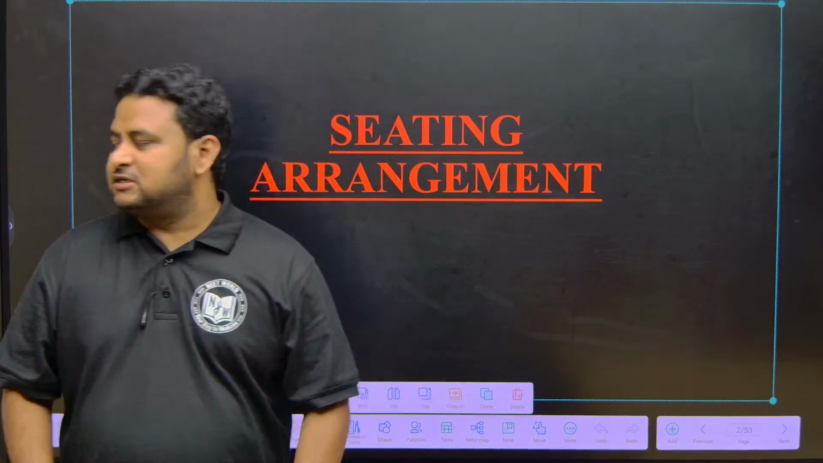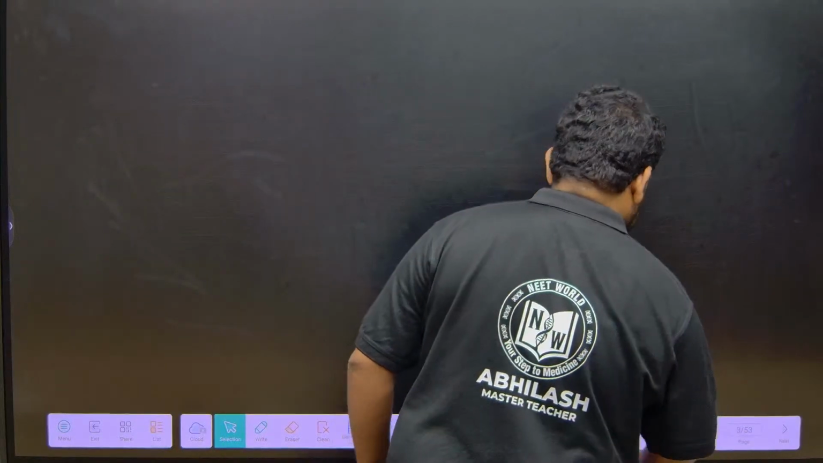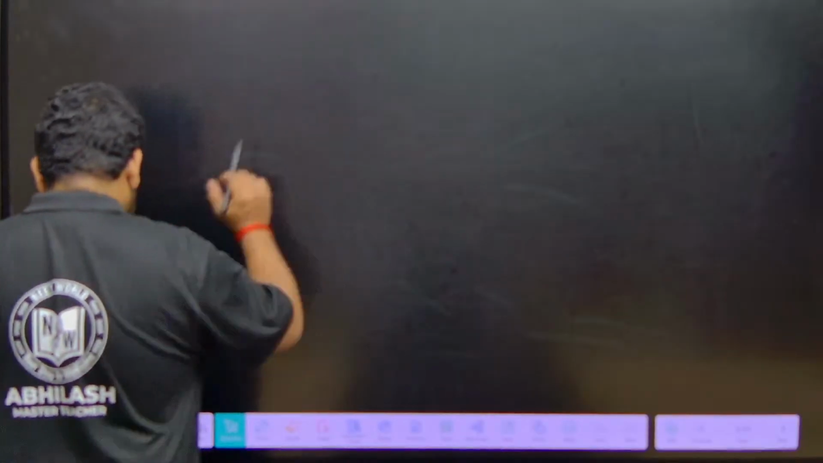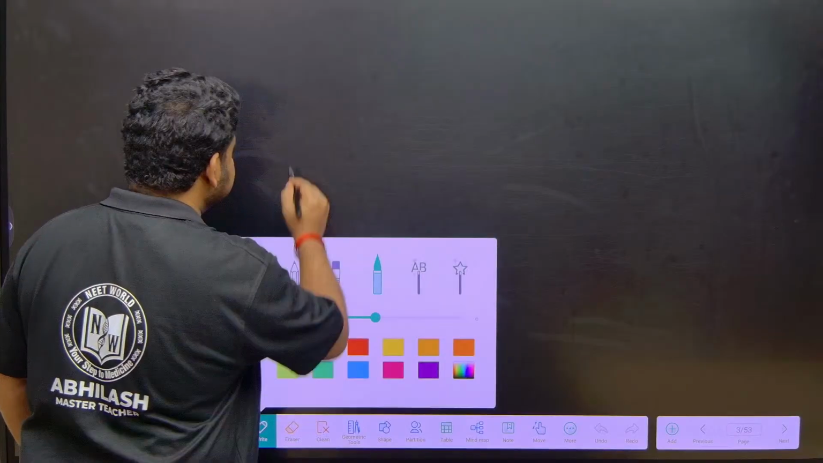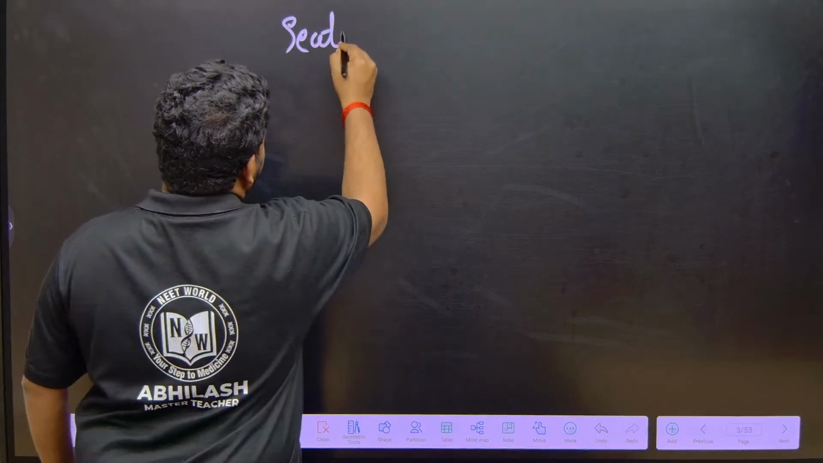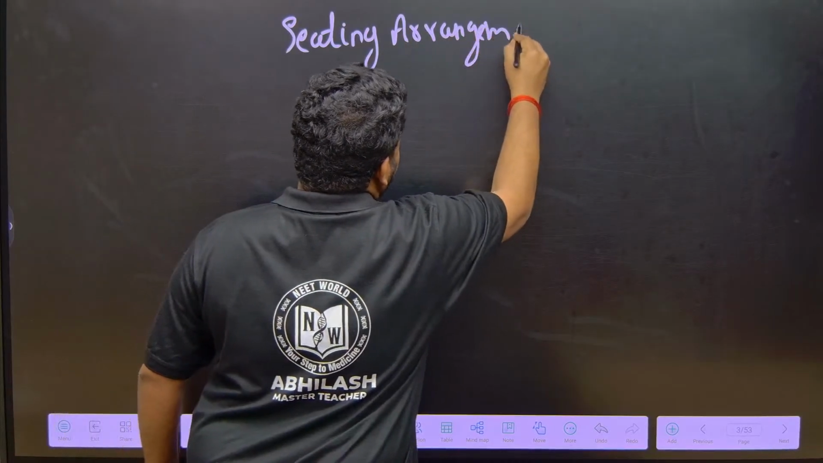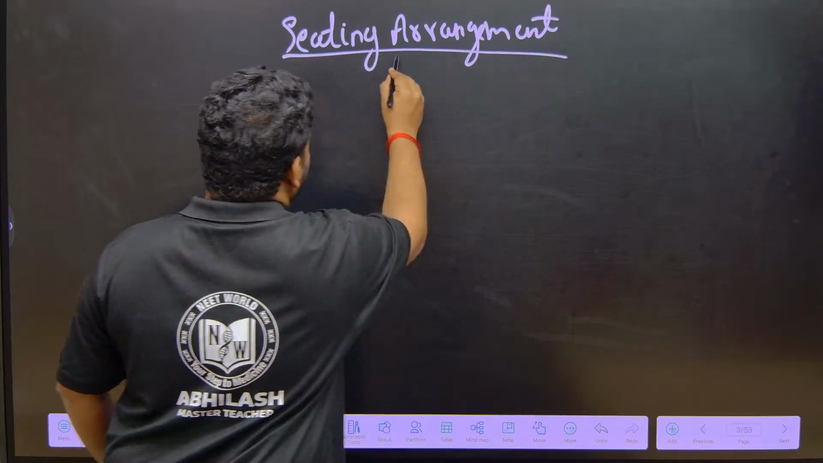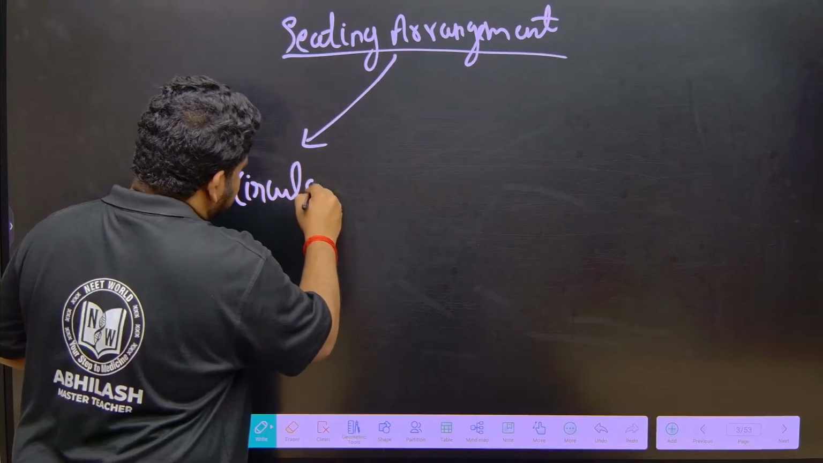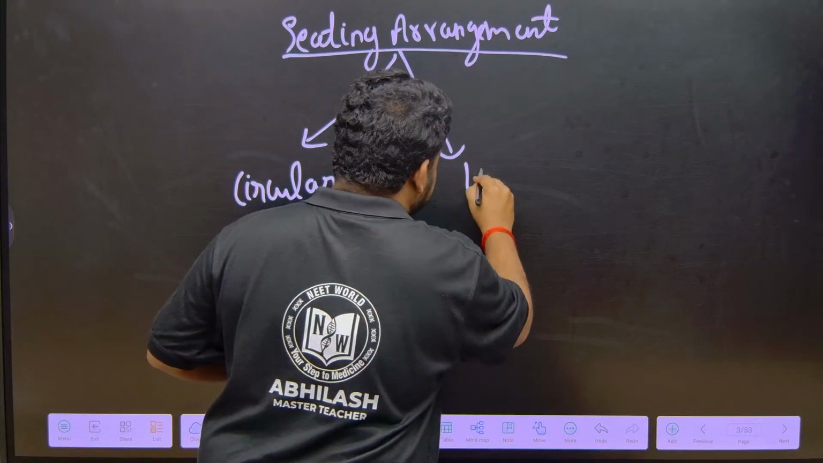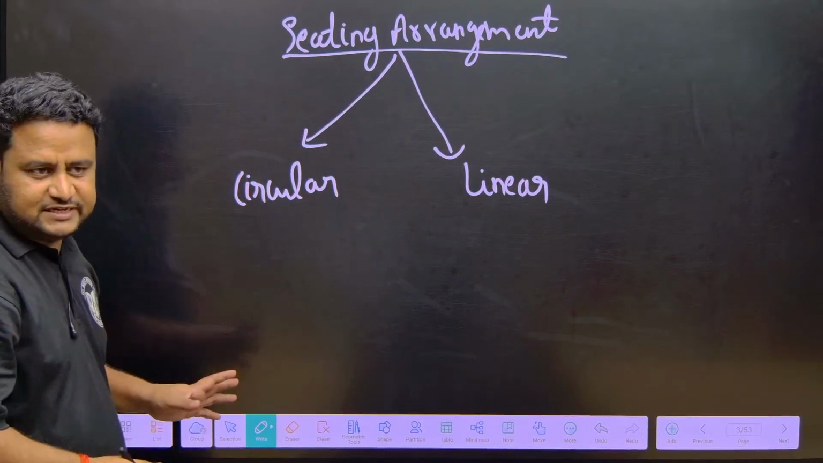There are some basics you have to understand when it comes to seating arrangements, so let us start with those basics. First of all, in seating arrangement there are two types. One is called circular arrangement, and another one is linear. Under circular, the word itself says it is circular.